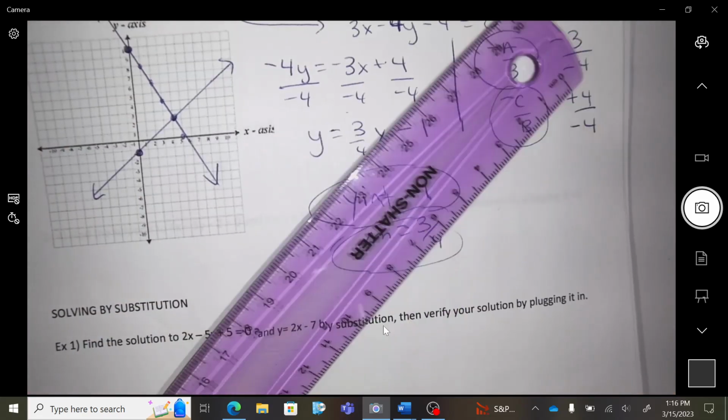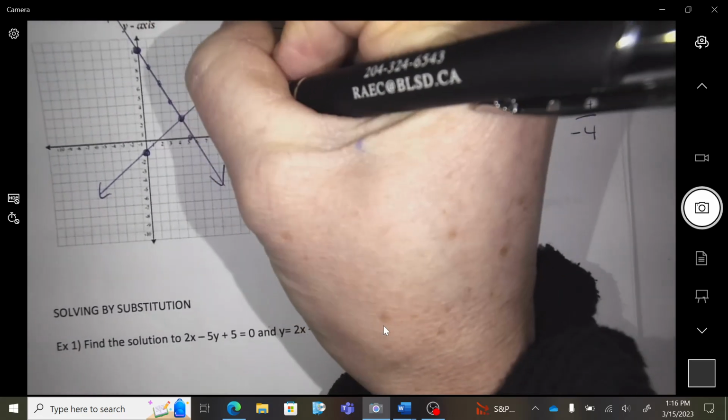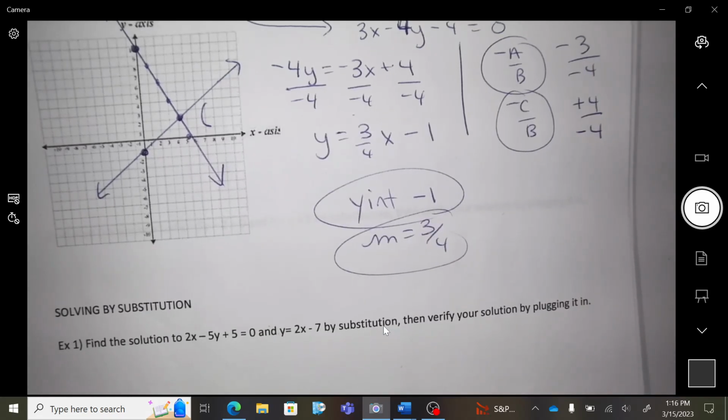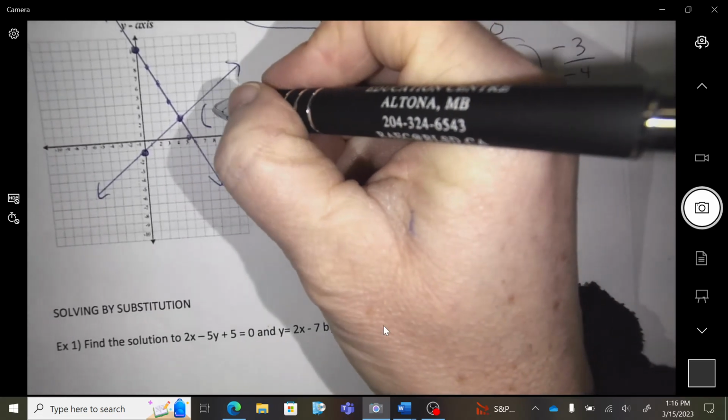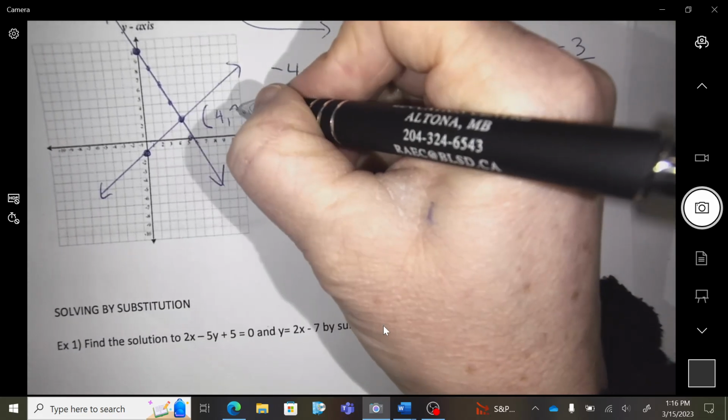And mine intersected, so the solution is where they intersect, which looks like (4, 2).